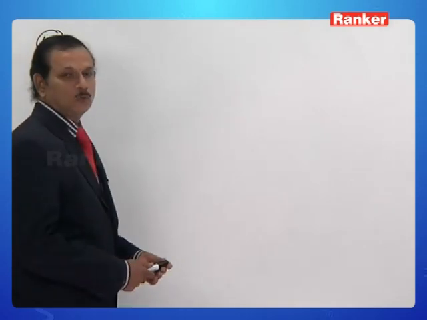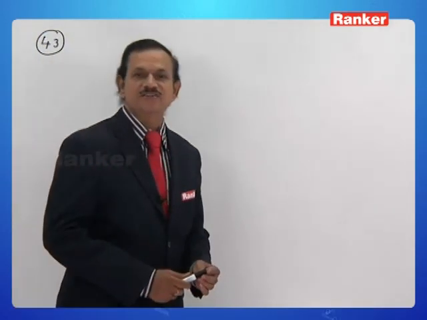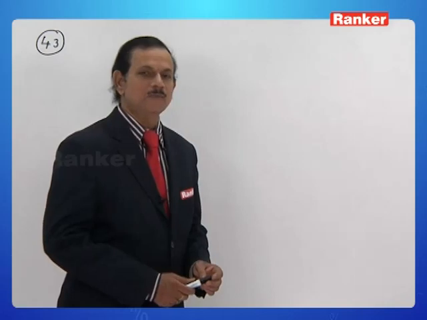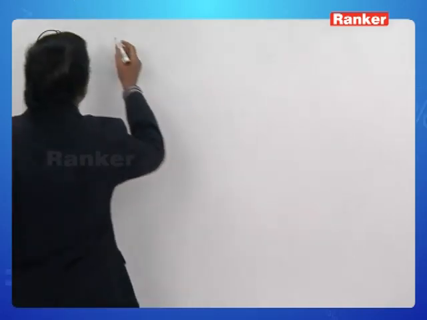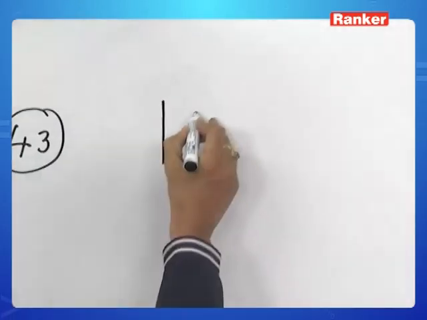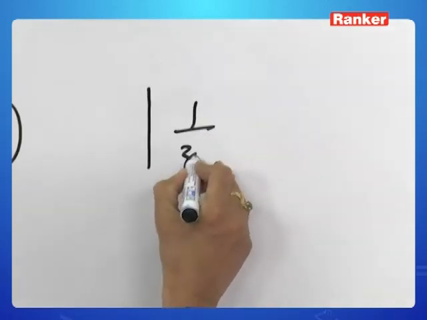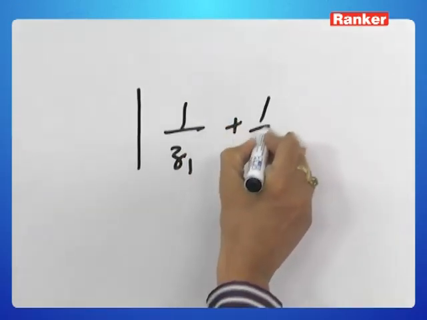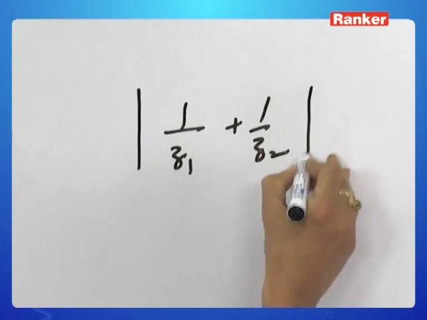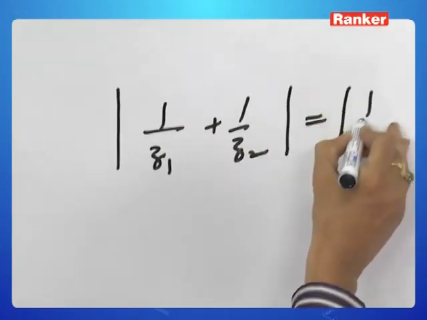First of all, what is P? Complex number Z1. What is Q? Complex number Z2. What is the data given about them? Modulus of 1 by Z1 plus 1 by Z2 is equal to modulus of 1 by Z2 minus 1 by Z1.